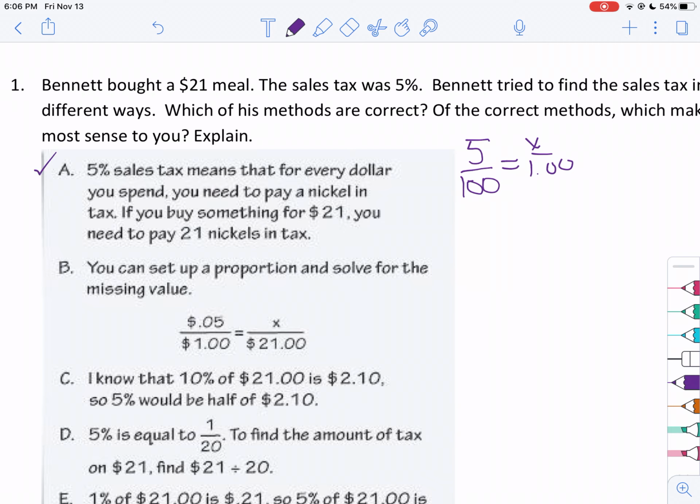Okay. B, you can set up a proportion and solve for the missing value. So 5 cents for every dollar, so x over 21. Yep. And then we can see that the scale factor here, 1 to 21, is times 21. So then we'd have to do 5 cents, also times 21. So that one works too.